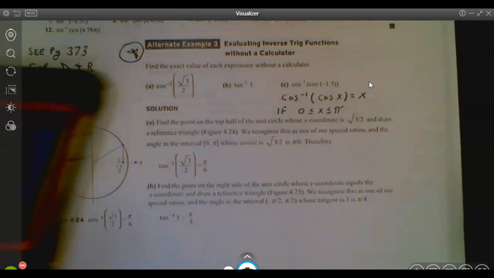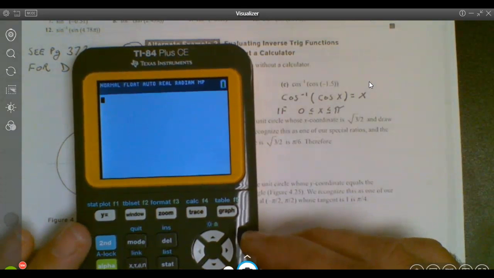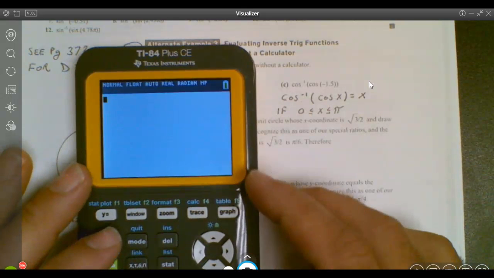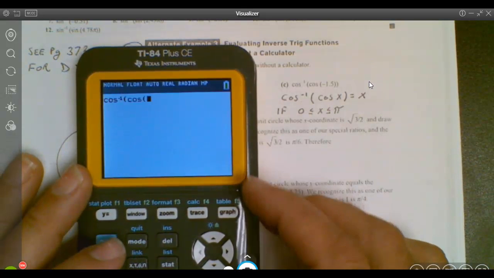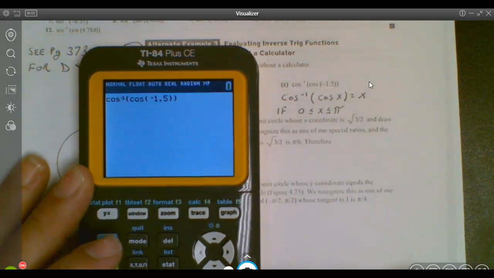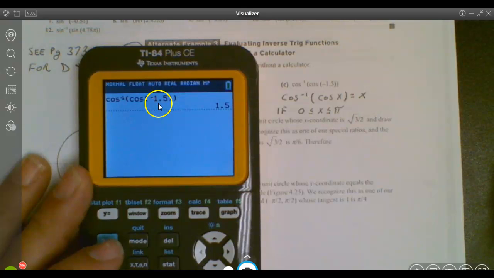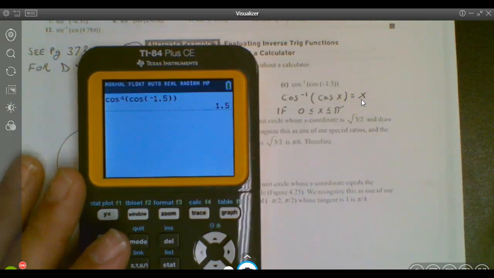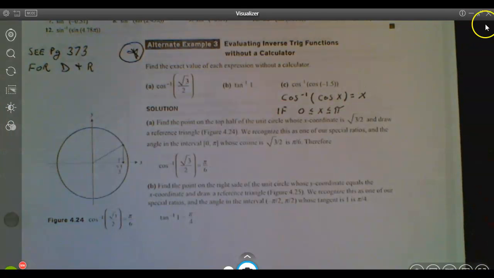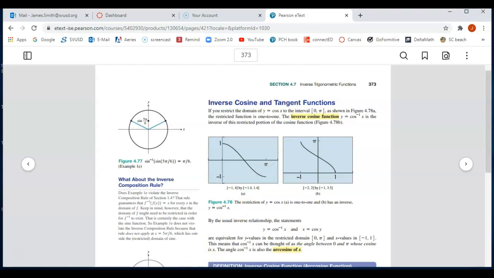Of course, we could put this into a calculator, right? And I could say, what is the inverse cosine of the cosine of negative 1.5? I can set it up just the way it was presented to me and get my value of 1.5. Notice on this one, I am not getting back what I started with, as we've already talked about why that rule is not going to work for this one. So how could I have done this without a calculator? It all comes back to reference angles as we look at the unit circle.